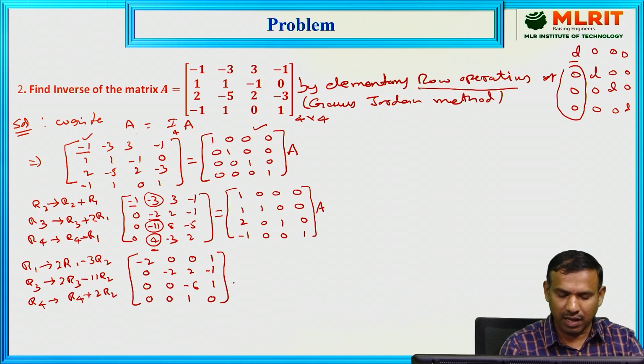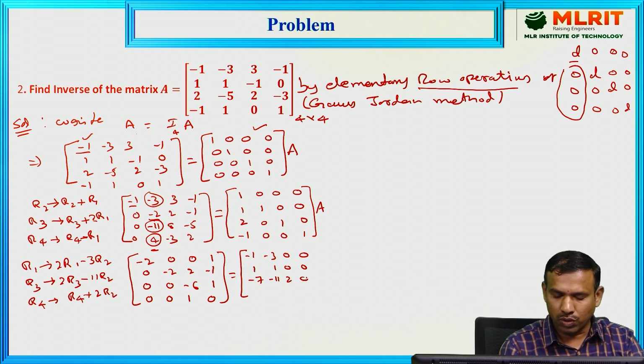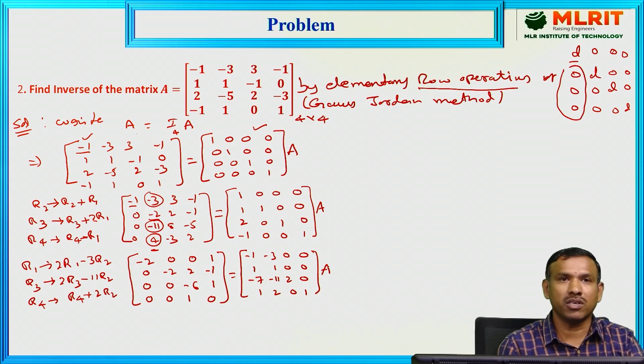Now applying the same operation on the right-hand side. Here I am writing directly what we are getting: -1, -3, 0, 0; 1, 1, 0, 0; -7, -11, 2, 0; 1, 2, 0, 1. So these are the elements we get by applying the same operations, right? Next.